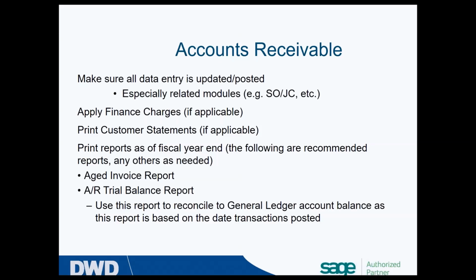Again, there are other reports out there, and some folks might want them, while other folks haven't found a need for them yet. Like accounts payable, the aged invoice report is based on the actual invoice date, whereas the AR trial balance report is based on the general ledger date. And that is typically used as the tool to reconcile to your general ledger.